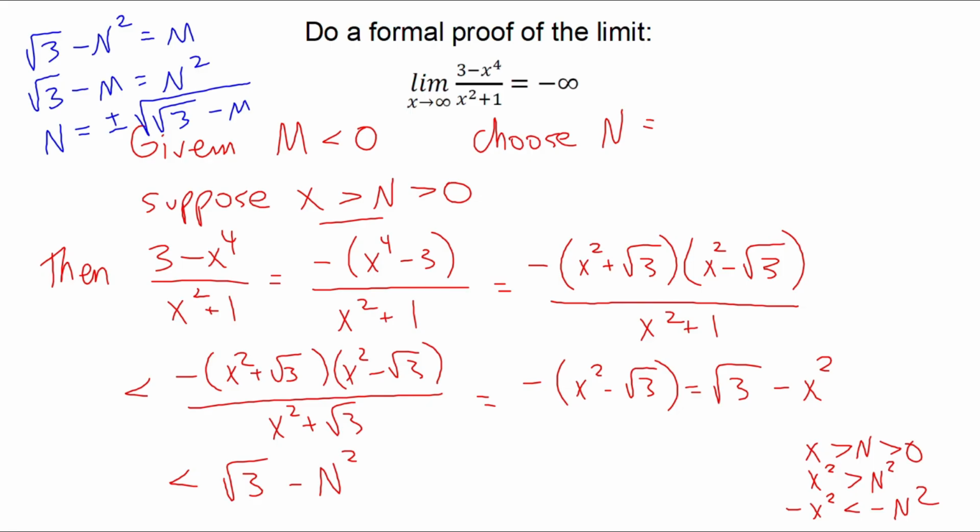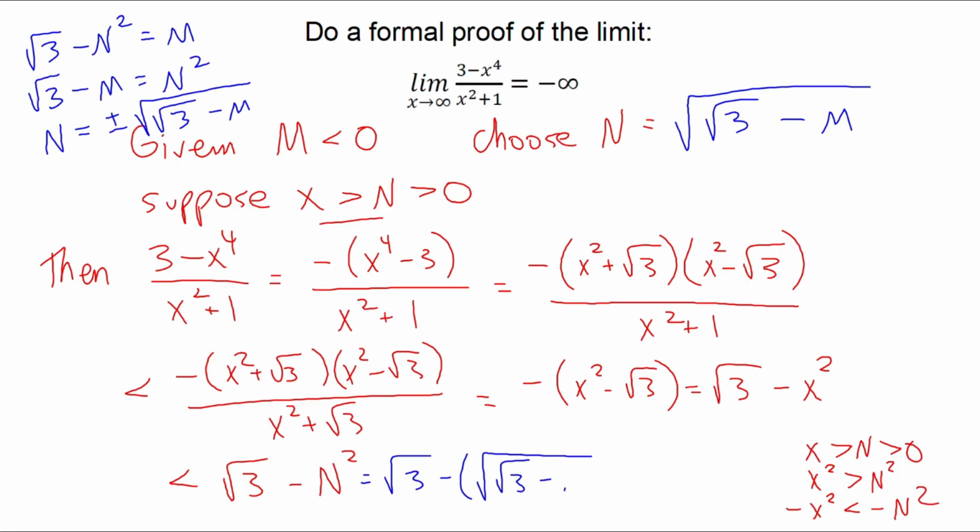Well, n has to be positive, so we need the positive square root. So we'll have the square root of 3 minus m, which is what I'll put in here. I'll write root 3 minus the square root of 3 minus m squared. And of course, we can see that the outer square root cancels with the squared, and we end up with root 3 minus root 3, which cancels, and negative negative m, which is just m. And so that's the end of that proof.